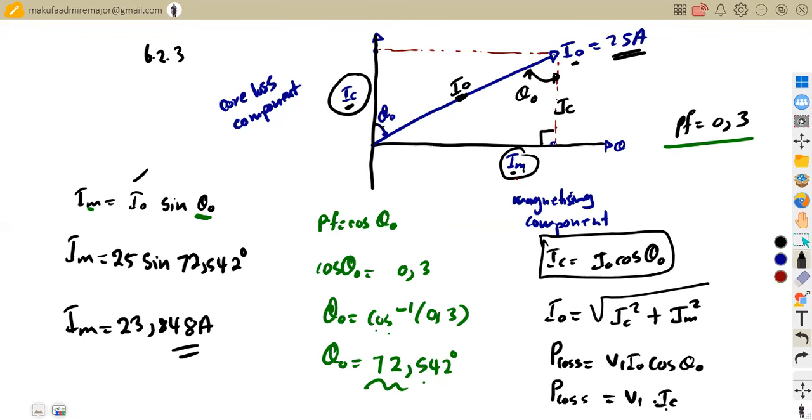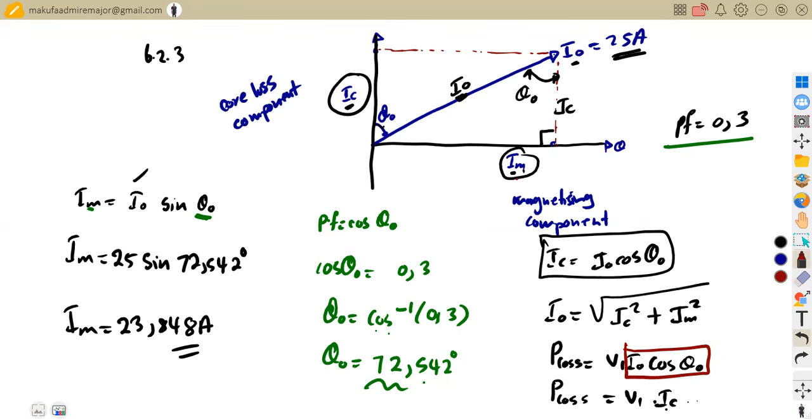If you substitute IC here, which is I naught cos theta, we are back here, because this one, I naught cos of theta, is our IC. So the power loss can be calculated from voltage times the current of our core loss component in this case. All right. So like I said, there are so many ways that you can play around to calculate whatever you want to calculate.